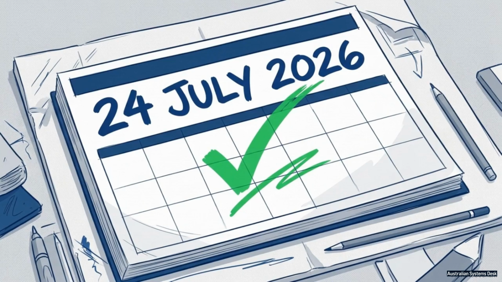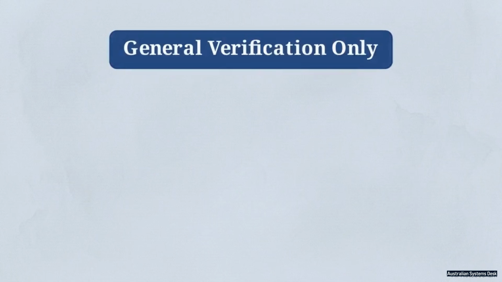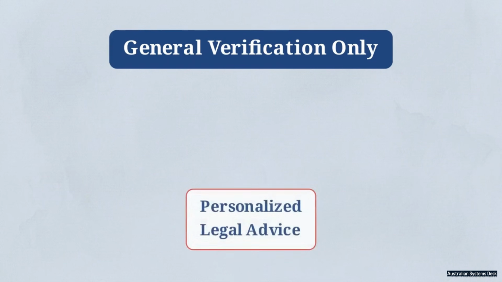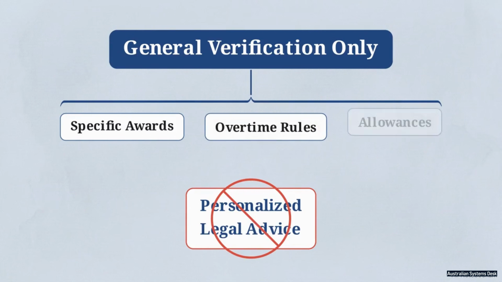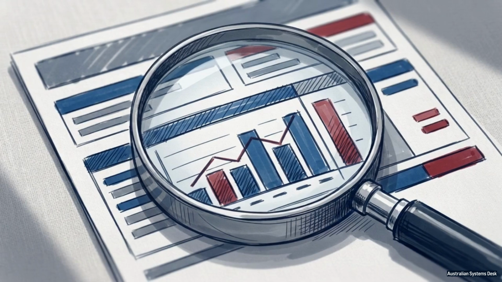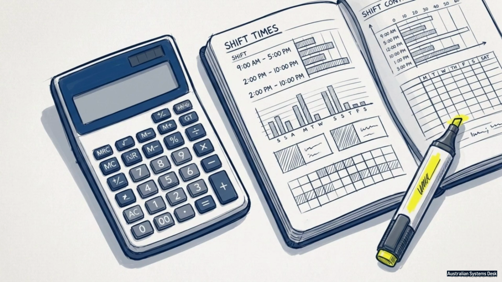Information in this video was checked and accurate as of 24 July 2026. This video provides general verification methods and does not replace personalized legal advice regarding specific awards, overtime, or allowances. Securing the income you've earned as a casual worker requires you to look past the layout of your payslip and run an independent audit of the numbers against your legal rights.